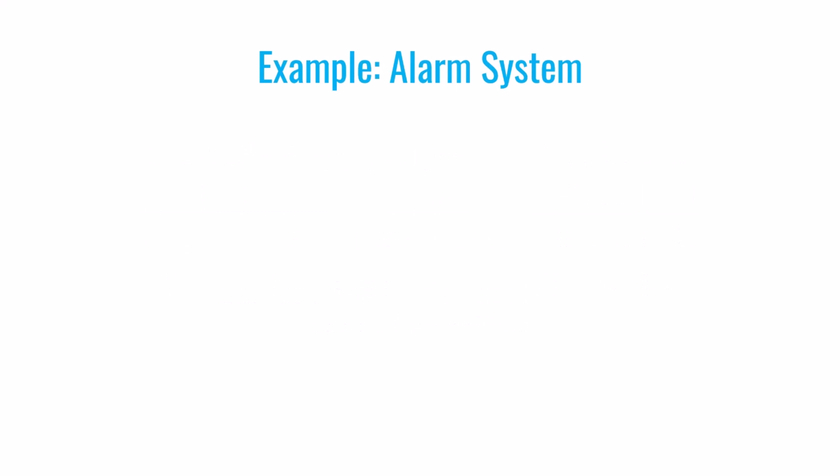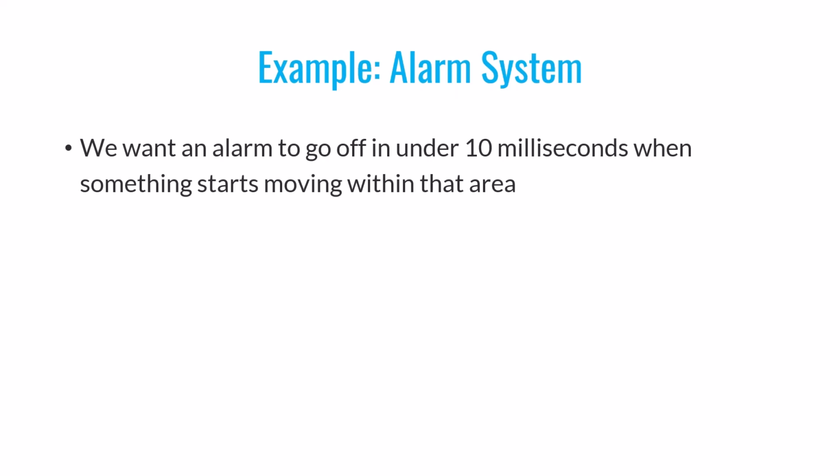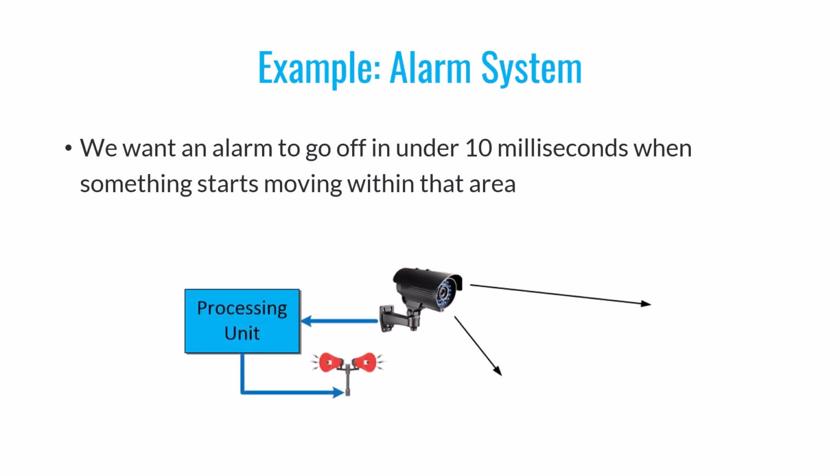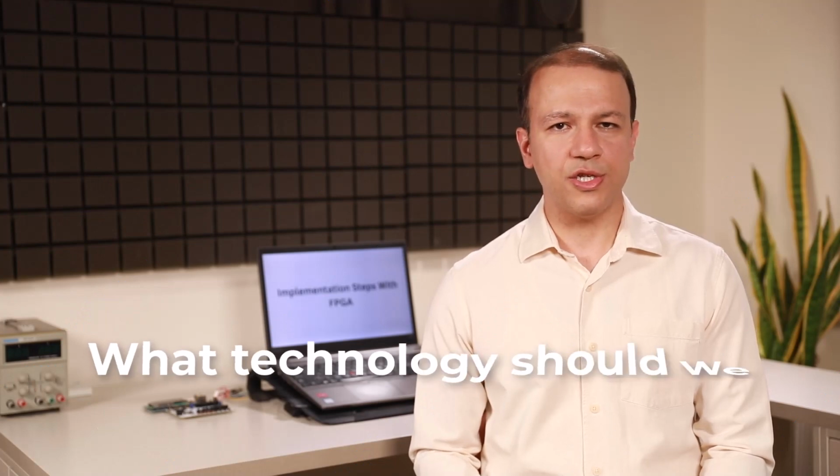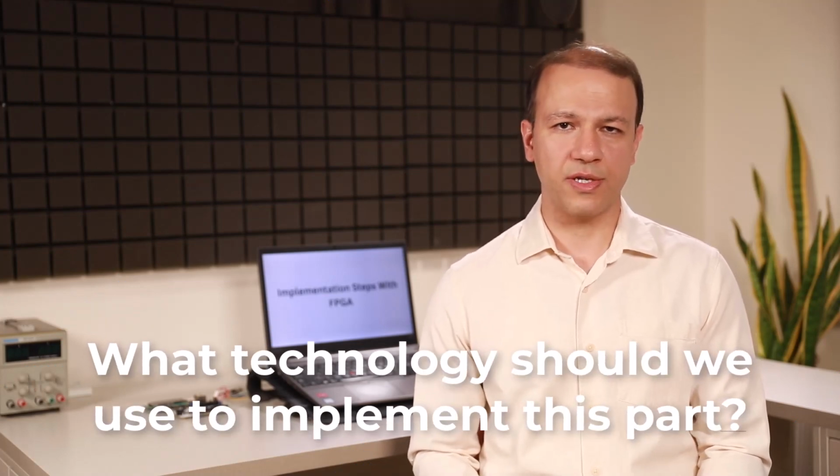Let's illustrate this with an example to make it easier to understand. Let's say we want to create an alarm system that detects moving objects. Imagine we are monitoring an area with a camera and we want an alarm to go off in under 10 milliseconds when something starts moving within that area. We have a processing unit that needs to run a motion detection algorithm and trigger the alarm if it detects any movement. Now the question is, what technology should we use to implement this processing part?